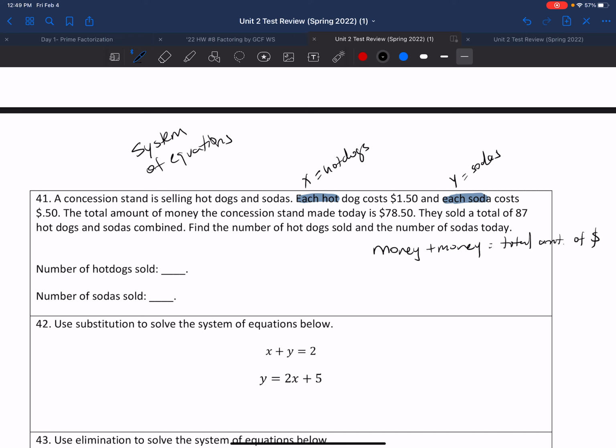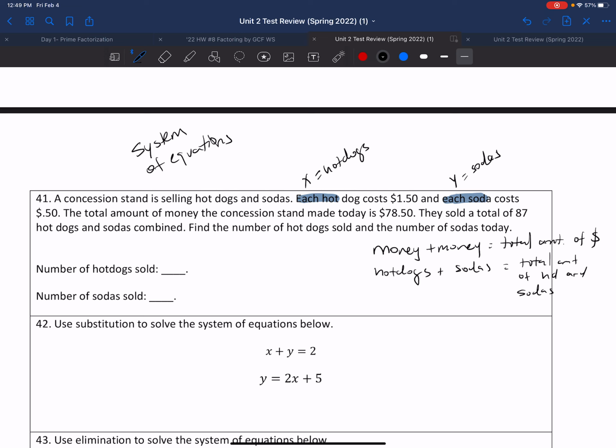And then what else do I have? The total amount of money the concession stand made today is $78.50. That's relevant. Each hot dog is $1.50, so $1.50 times x plus 50 cents times y is going to give me $78.50. How many hot dogs and sodas do I have in total? So I write hot dogs plus sodas is equal to the total amount of hot dogs and sodas there.